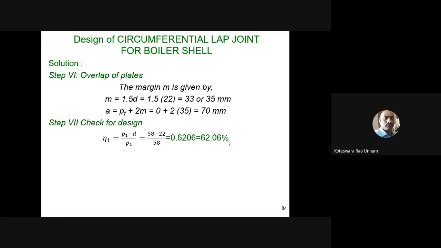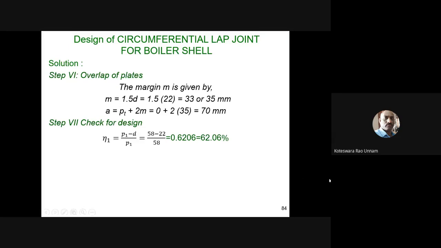So we'll stop at this point. That means the design of the joint is over. Or else, if you calculate here and get an efficiency less than 62%, then you need to modify the P1 value. Accordingly, you need to modify the D value such that your efficiency is a minimum of 62%. Like that, you need to proceed further to redesign or resolve the problem again. Okay, so this is how you can design a circumferential butt joint.